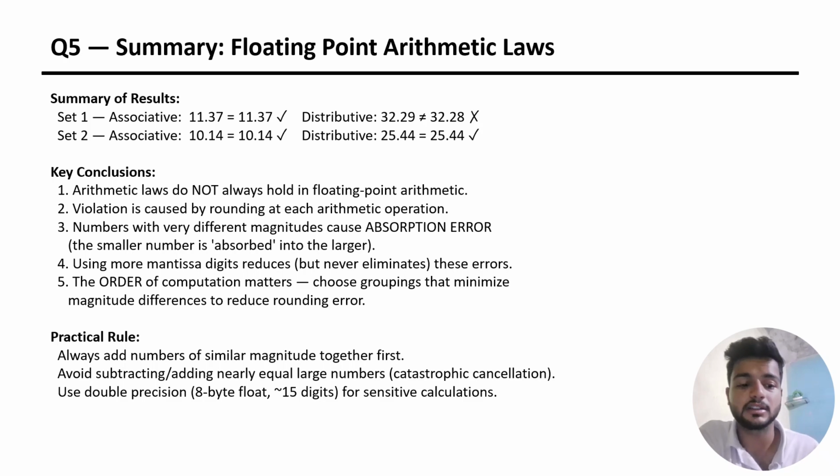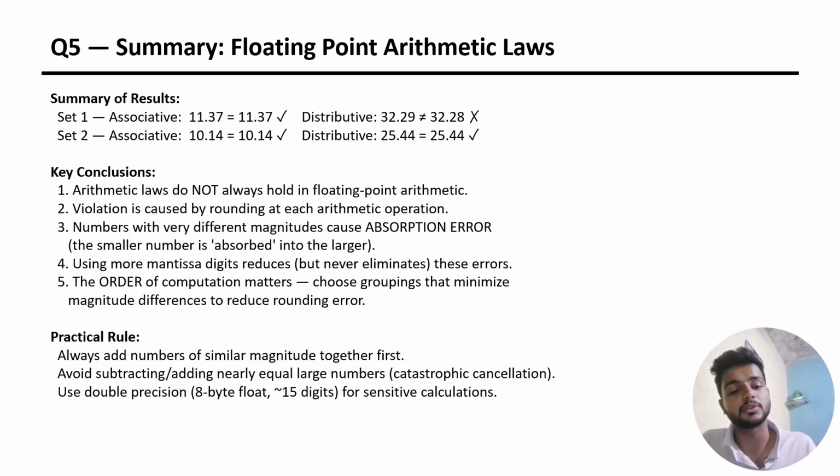Summary of floating point arithmetic laws. Set 1: associative worked but distributive failed. Set 2: the associative law was verified and the distributive law was also verified. Key conclusions: arithmetic laws do not always hold in floating point arithmetic. Violation is caused by rounding at each arithmetic operation. Numbers with different magnitudes cause absorption error. Using more mantissa digits reduces but never eliminates these errors.